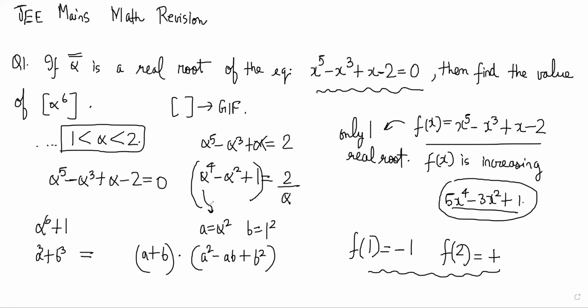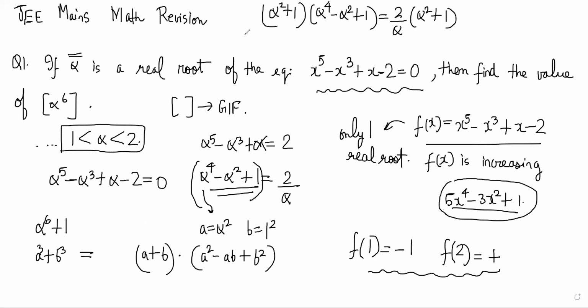So alpha power 4 minus alpha square plus 1 is fine, but I multiply it with alpha square plus 1 on both sides. Alpha square plus 1 multiplied by alpha power 4 minus alpha square plus 1 is equal to 2 by alpha into alpha square plus 1. Then I get alpha power 6 plus 1 is equal to 2 alpha plus 2 by alpha, right? So alpha power 6 is equal to 2 alpha plus 2 by alpha minus 1.